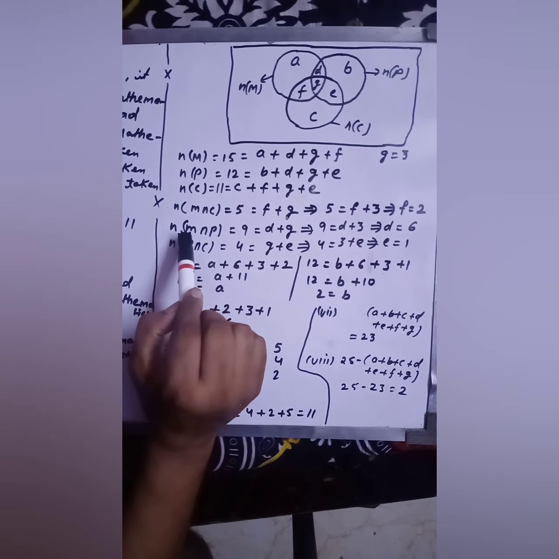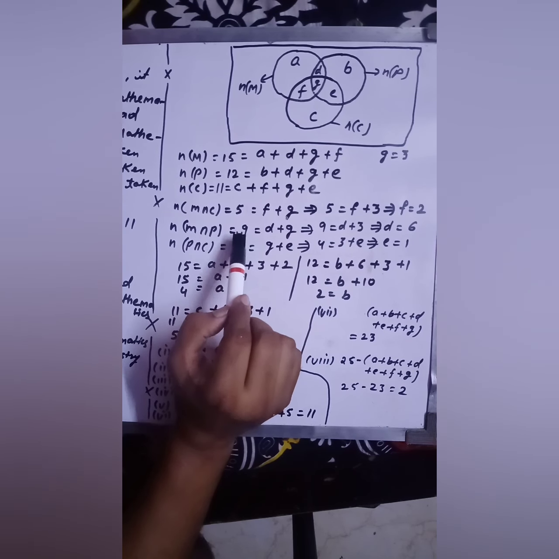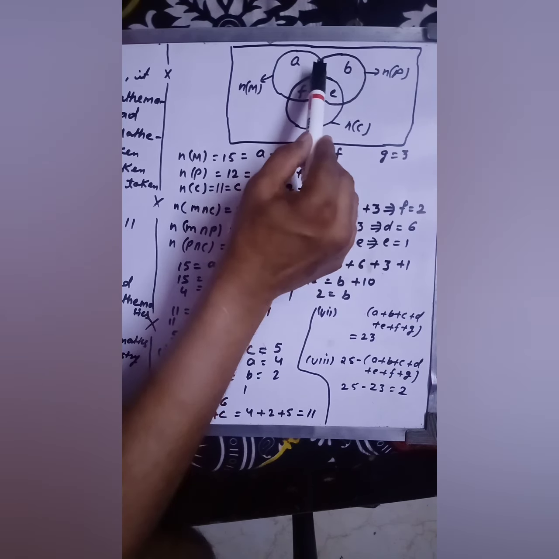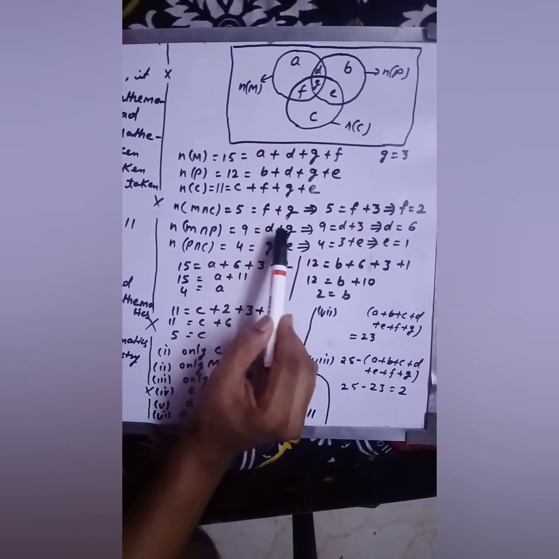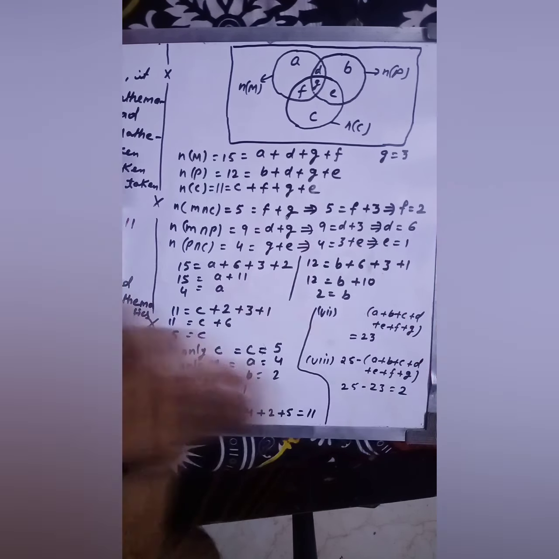Now, the number of students who had taken mathematics and physics both, that is 9. So now we have to check the common students in maths and physics. This is maths, this is physics. So common students are D and G. So 9 is equal to D plus G. So the value of G is given as 3. So your D will be 6. So here I have calculated.